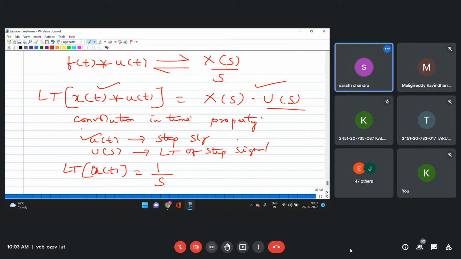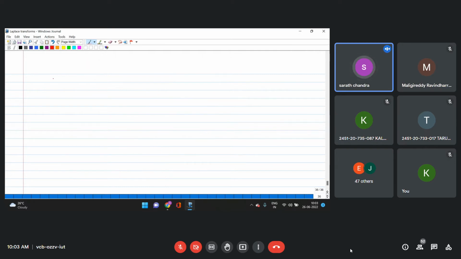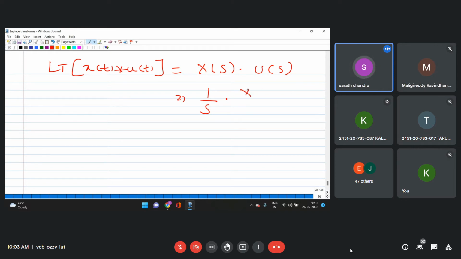Right? So if I substitute this in this, the Laplace transform of X of T convolution with U of T. If it is convolution in time, it is multiplication in frequency, X of S into U of S. So I'll just write this U of S as 1 by S. The Laplace transform of step signal is 1 by S times X of S. So what is this equal to? Laplace transform of X of T convolution U of T.